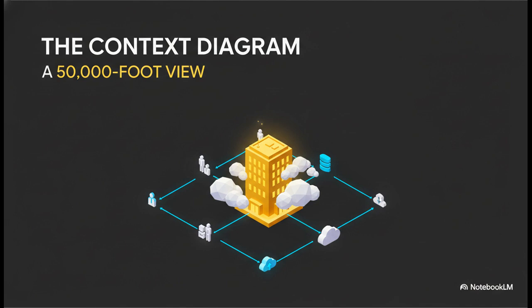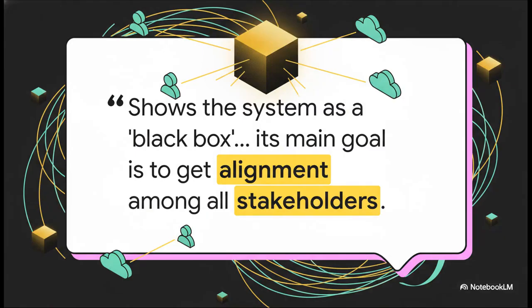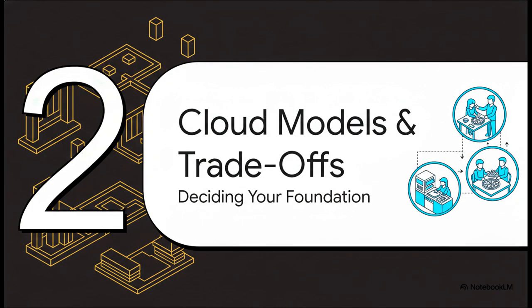You can think of it as the 50,000-foot view, where you're looking down on the entire landscape from way up high. Now, this concept of the black box is absolutely crucial. At this stage, we deliberately do not care how the system works on the inside. For our business stakeholders, all that internal complexity is just noise. So we treat the entire system as one single box. The only things that matter are who's using this box and what other systems does this box need to talk to. The goal here isn't a deep technical design, it's alignment. It's about getting every single person in that room to nod their heads and agree on the scope before we dive any deeper.